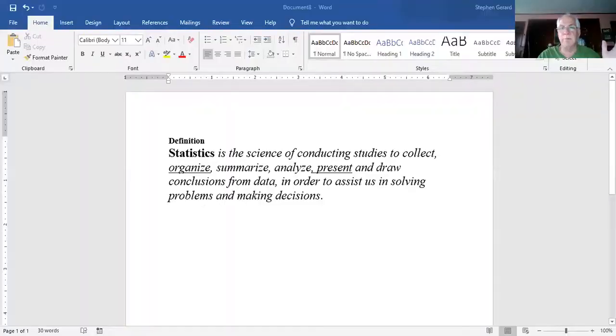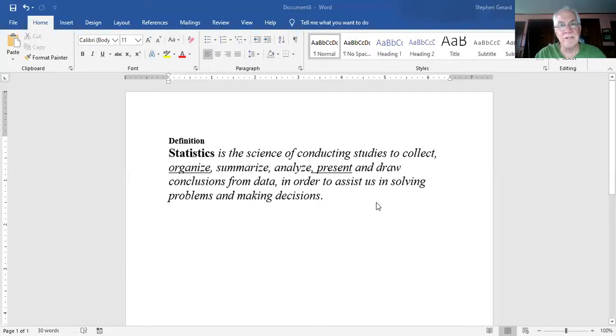Okay, here we are, starting week 2. This week, I'm talking about organizing and presenting data. Let me say first, I'm going to come back to the basic definition here. Statistics is about studies to collect, organize, summarize, analyze, present, and draw conclusions from data in order to solve problems and make decisions. This week, what I want to talk about is the organizing and presenting aspects of it.